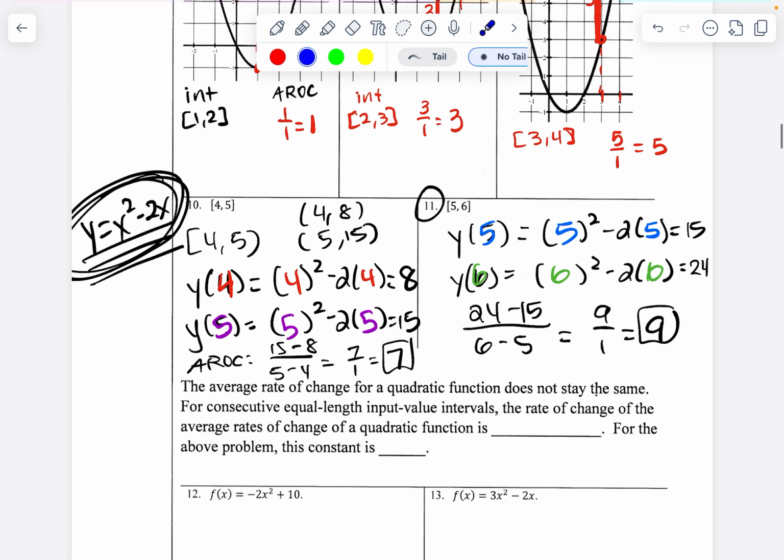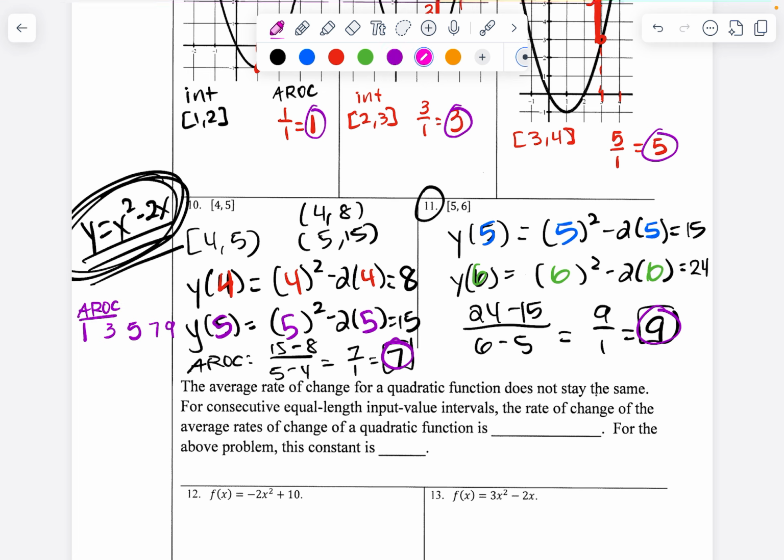So let's look at these values. I'm going to put these values over here on the left side column, okay? So here we've got 1, 3, 5, 7, and 9. So we see on every interval that we looked at, from 1 to 2, 2 to 3, 3 to 4, 4 to 5, and 5 to 6, they all have a different average rate of change. So these are my average rates of change in between each interval.